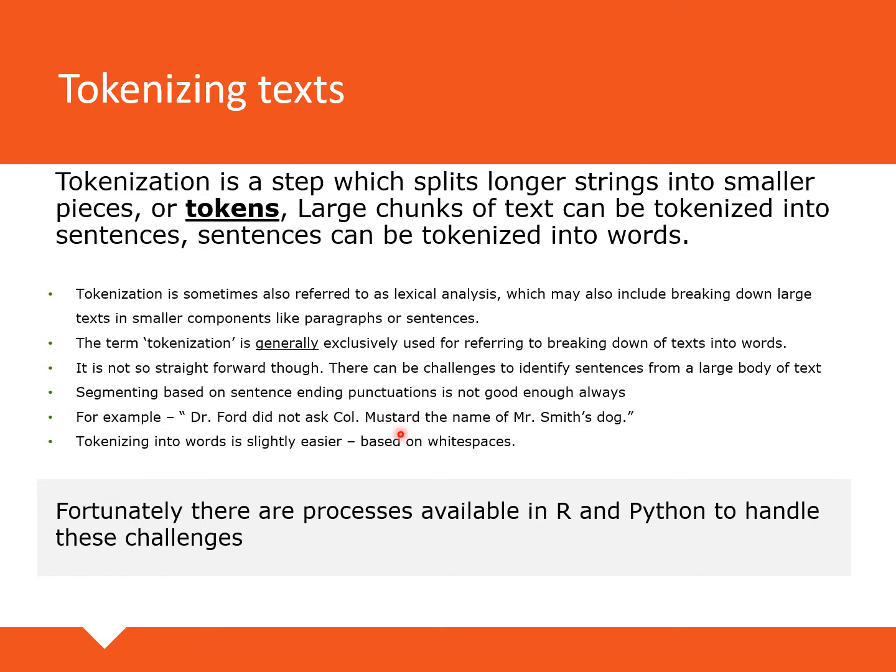Instead of doing that, we can also segregate components of text data based on punctuation. That will give us some kind of sentence tokenization, but that is not something we will do most often. Most often we will do word tokenization, and there are processes available in R and Python which can do tokenization in a fairly simple way. We'll see them when we go to the hands-on part. So the first part is tokenization.